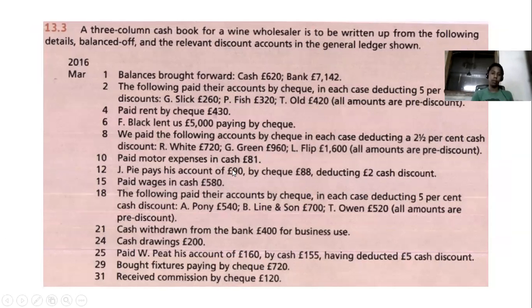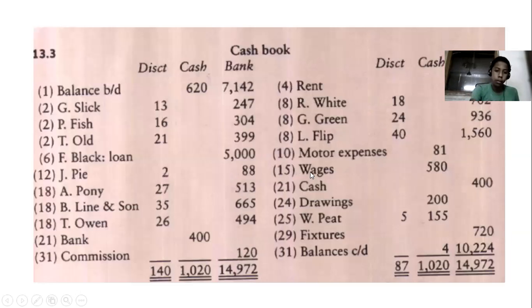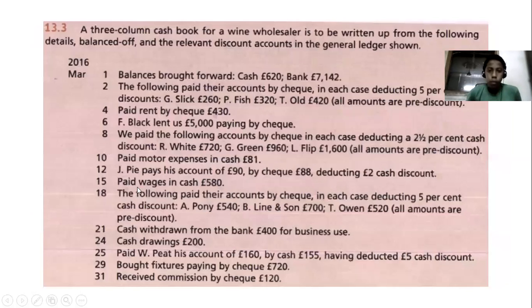Credit. Very good. Because you are paying the wages, you have to write on the credit side. You have to write on the credit side privately. Okay. Then next is the following paid their account.